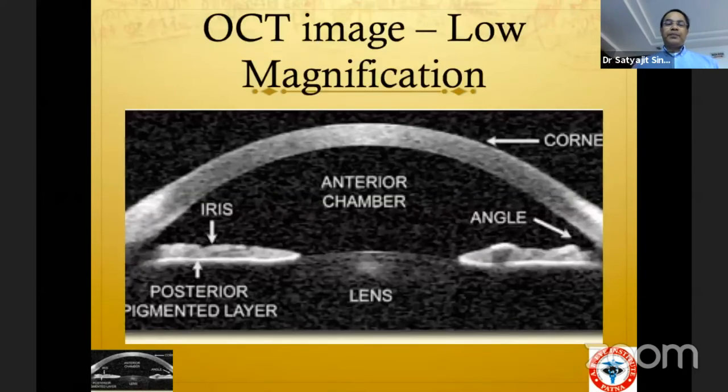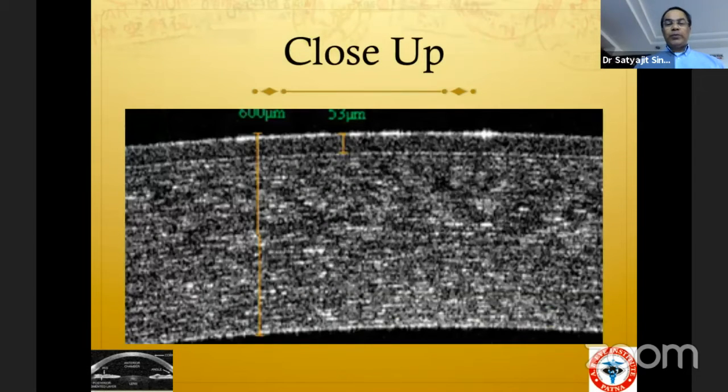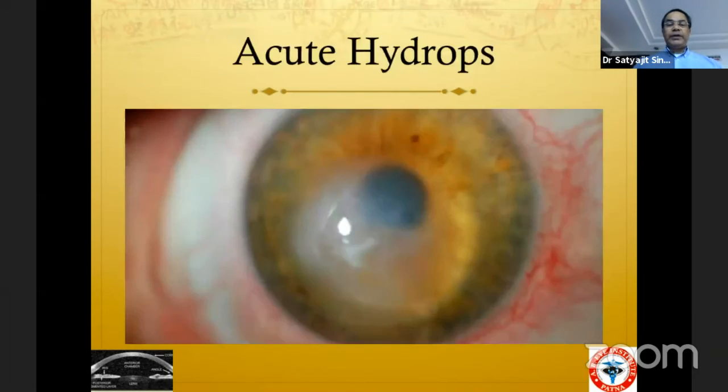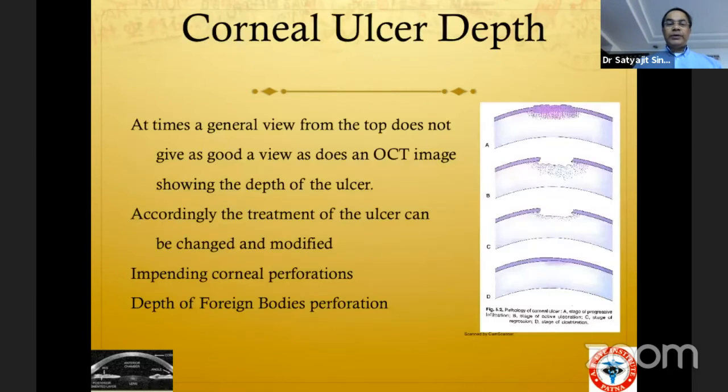Now, this is a picture of the anterior chamber, which we see in low magnification when we are doing the OCT. This is in high magnification, and when we do the close-up, we can see the different layers of the cornea, which helps us in diagnosing different diseases. This is a picture of acute hydrops, and you can actually see the thickness of the different layers of the cornea using this anterior segment OCT, which helps in management. These are the different pictures of acute hydrops which have been taken with the OCT.